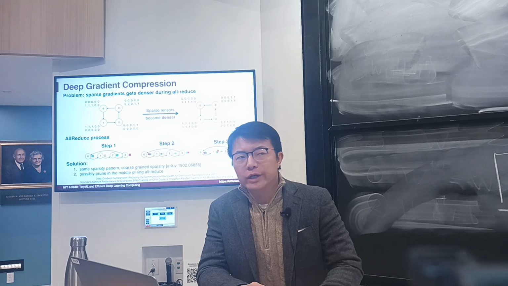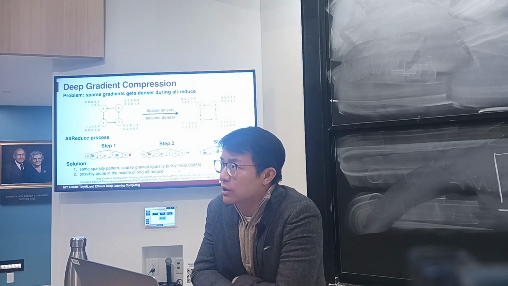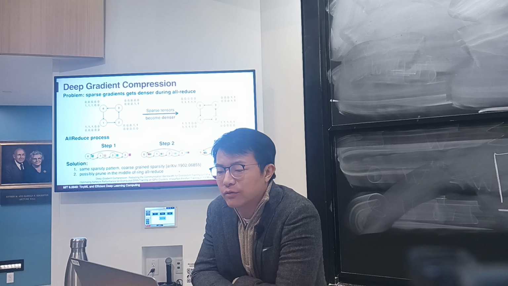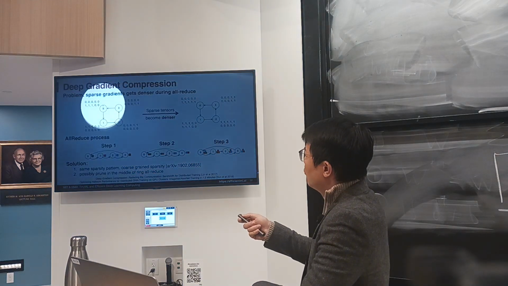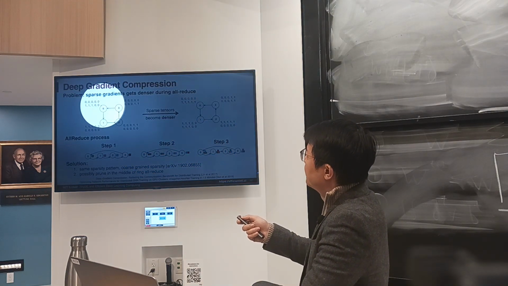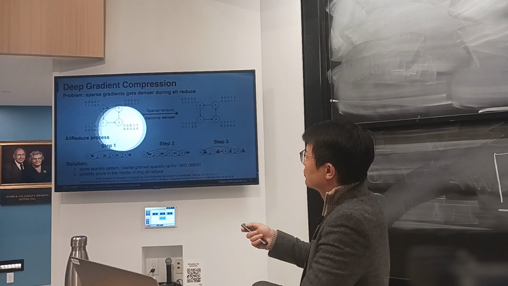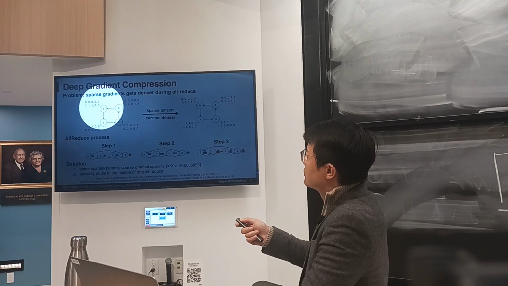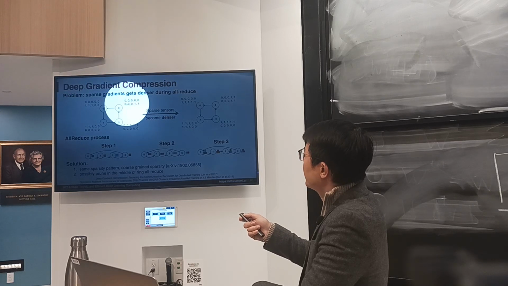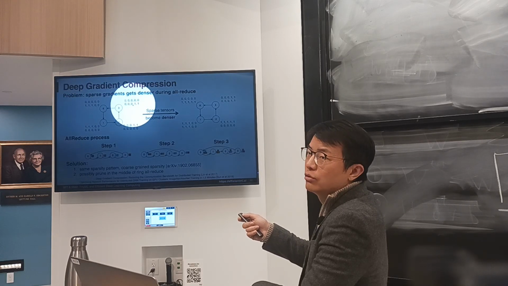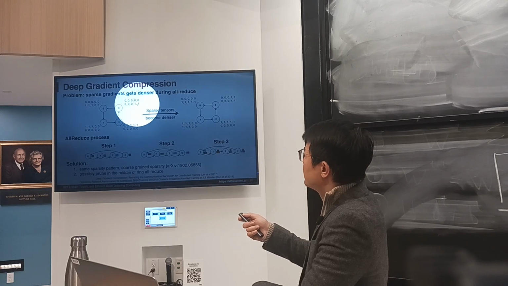Okay, so what is the problem for deep gradient compression if we are using the all-reduce approach? Actually, after a few iterations, it will get denser. Suppose we have 4 nodes, 0, 1, 2, 3, and the sparsity of the gradients on each node is different. For node 0, these bottom 3 gradients are 1. On node 3, the other 2 values are non-zero.